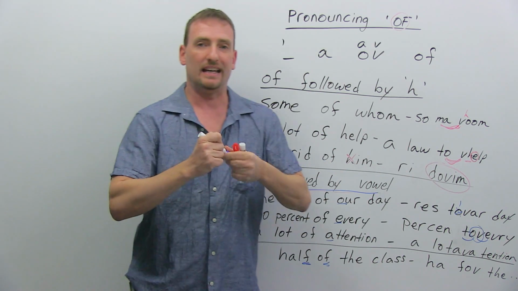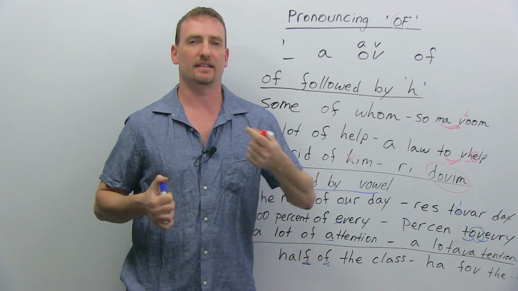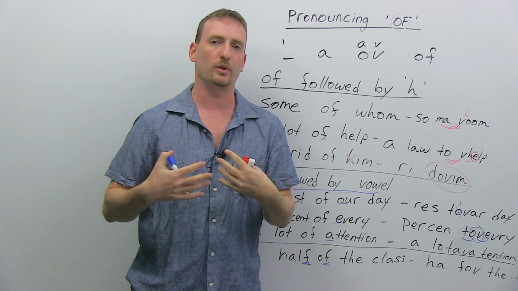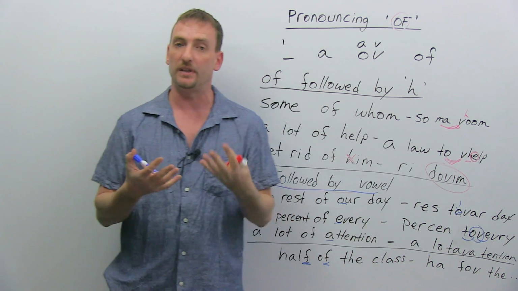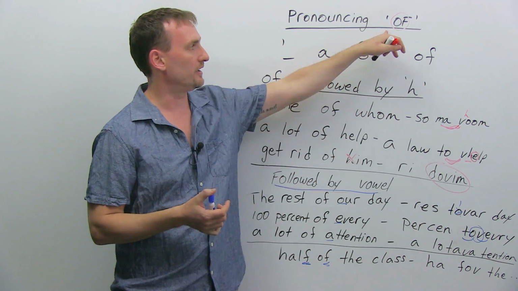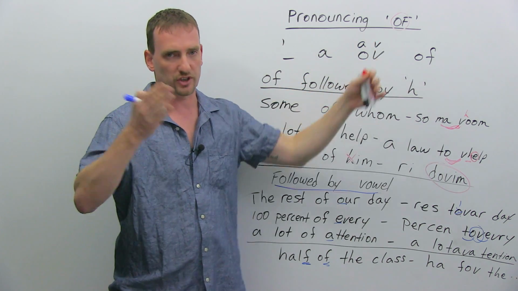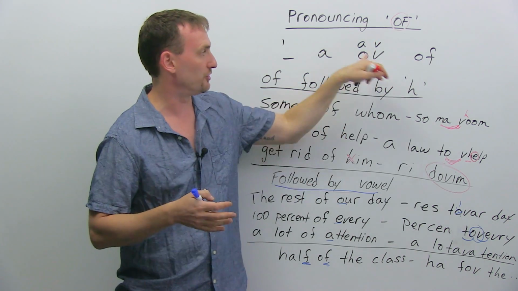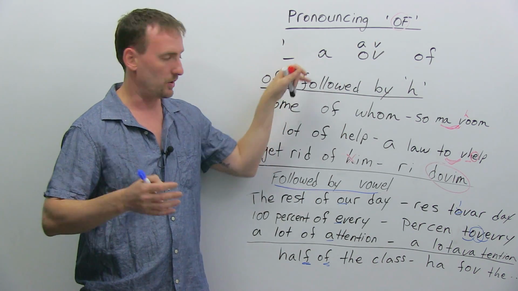So, again, the whole point of this is to be able to recognize what you're hearing from native speakers when they're speaking quickly. If you want to sound more like a native speaker, get used to squeezing that or changing it to a V, sometimes just dropping it off completely, okay?